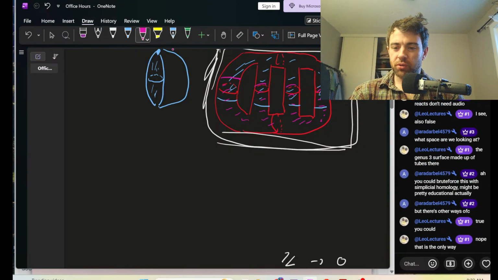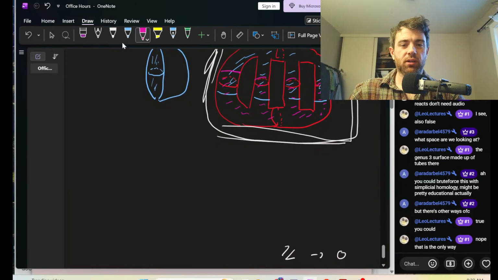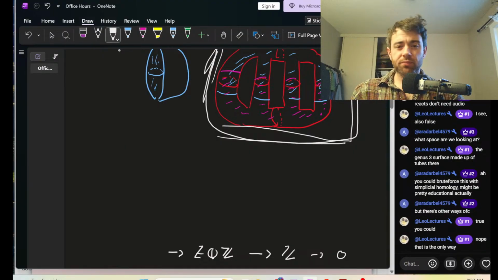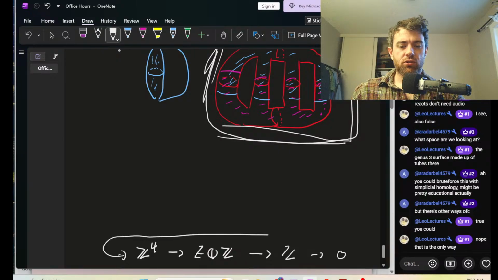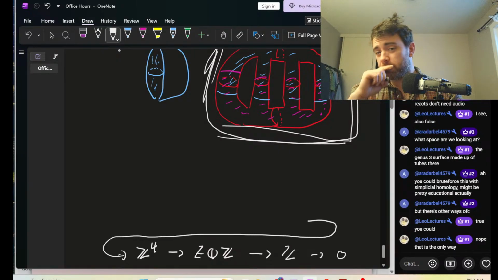Brute force this with simplicial, yeah. That's what I thought about first, but let me Mayer-Vietoris this. So each of those two things are going to be connected things. So we'll have some Z, and then we'll have an H0 of the intersection, and the intersection is just 4 tubes, so this should be a Z4. And then that should come from a term over here.